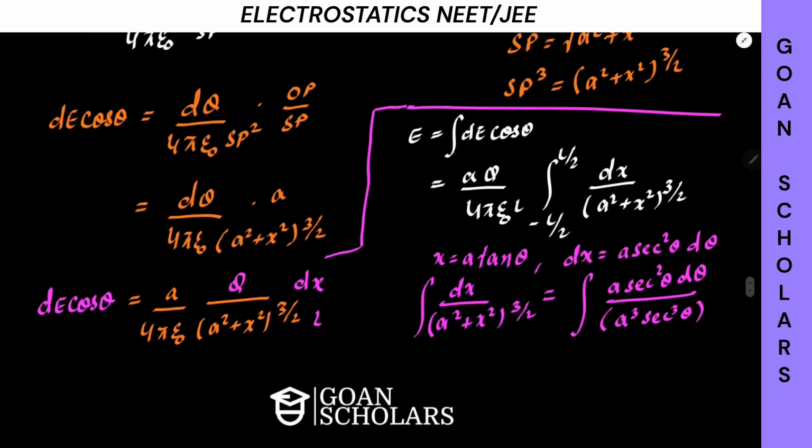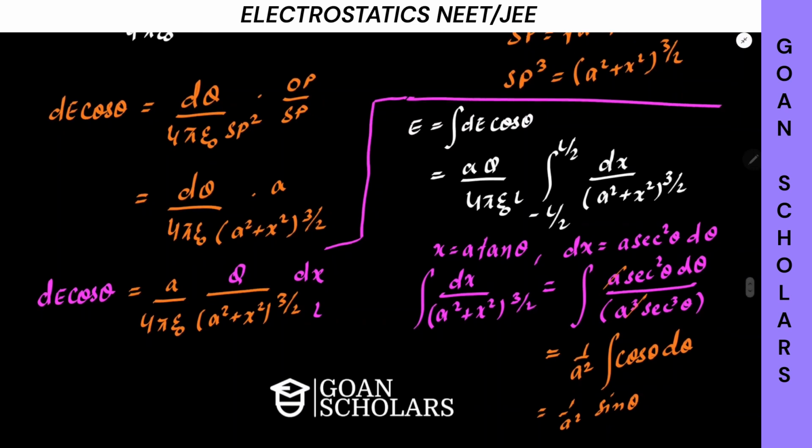Let me remove this whole thing. Now, before you integrate, everything will cancel out. A and a cube, this will cancel out. Sec square and sec will cancel out. You are left with the integration of 1 by a square, which is constant outside, and integration of sec square upon sec, which is cos theta d theta. What is the integration of cos theta? Sin theta, right? So 1 by a square sin theta, correct? And sin theta, you have to find. What is our tan theta? Tan theta is x by a. This is our final result of this integral.